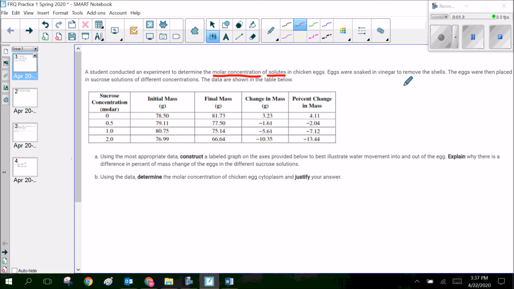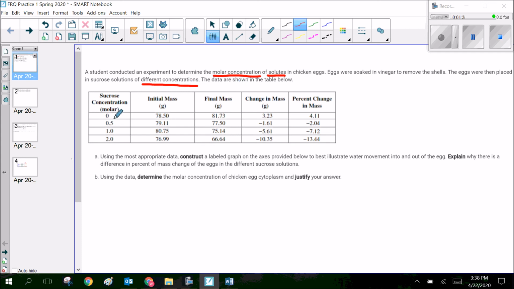Eggs were soaked in vinegar to remove the shells. The eggs were then placed in sucrose solutions of different concentrations. Okay, so we can see here that they're actually different concentrations, and that I'm going to go ahead and underline. The data is shown in the table below.